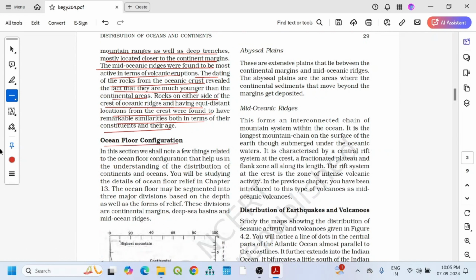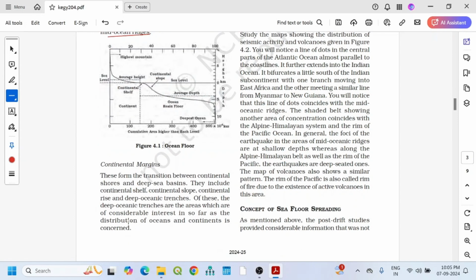Ocean floor configuration. In this section, we shall note a few things related to the ocean floor configuration that help us in the understanding of the distribution of the continents and oceans. We will be studying the details of ocean floor relief in Chapter 13. The ocean floor may be segmented into three major divisions based on the depth as well as the forms of relief. These divisions are continental margins, deep sea basins, and the mid-ocean ridges.